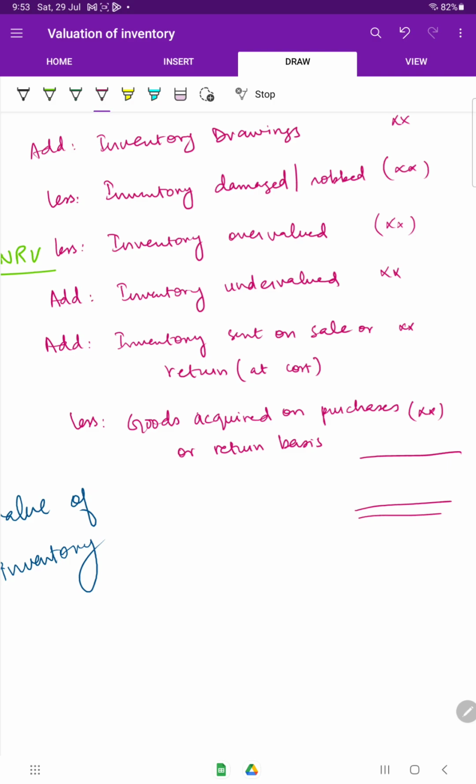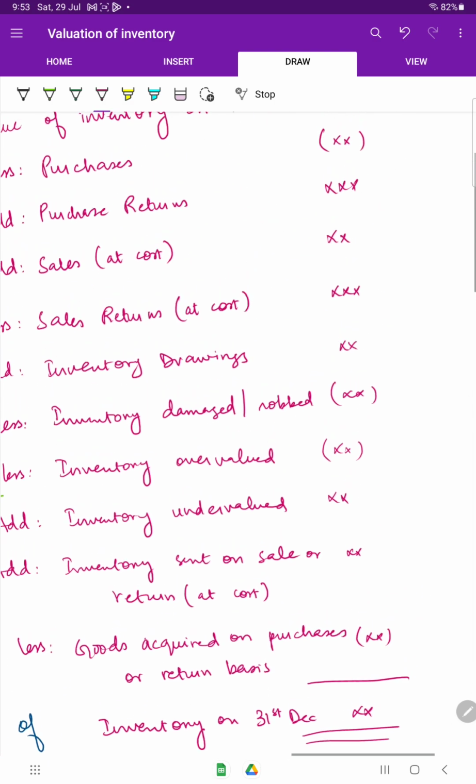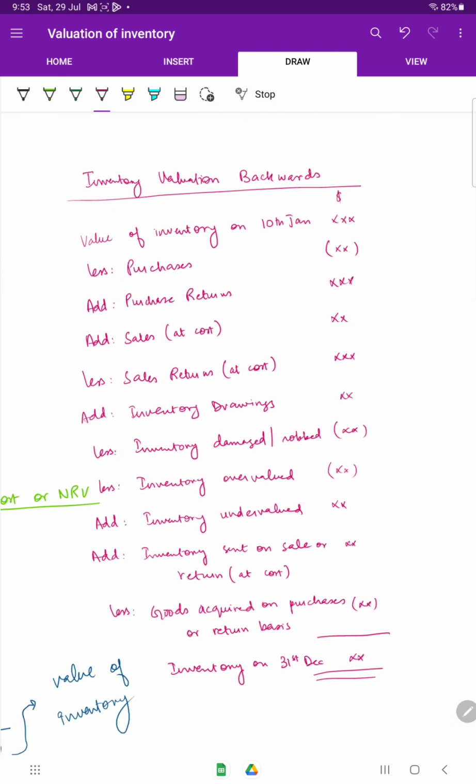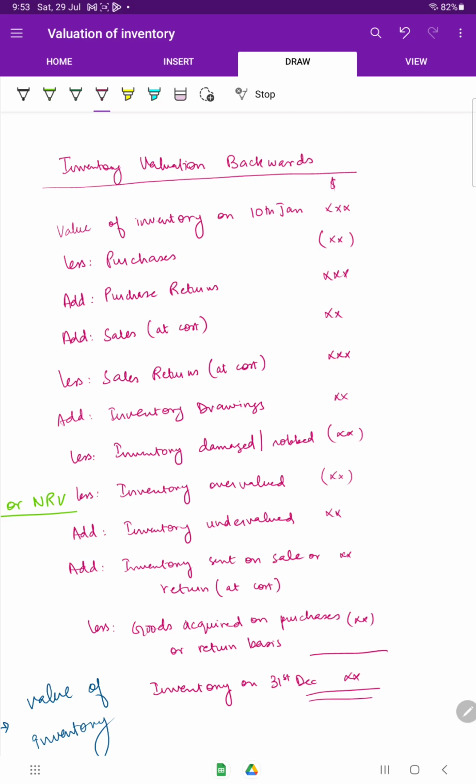And that's how you will find out your value of inventory on 31st of December. Please copy this format so that I can end the class.